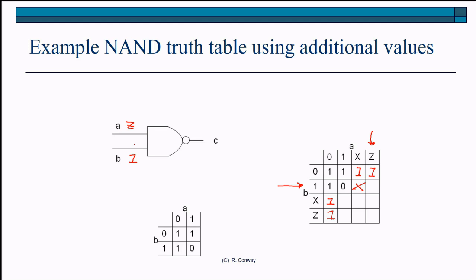We cannot determine whether the output is a 1 or 0, so the output is an X in this case also, and that means we have an X here and here. If you continue to fill in the table, you'll find that you have X in these other entries.